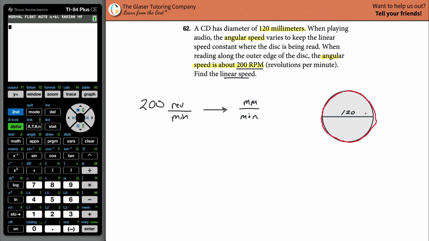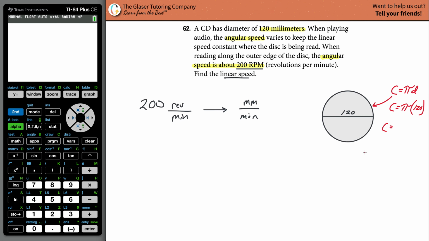Now to find that circumference, all we need to do is use the formula pi d. In other words, the circumference of the circle, the length of the outermost edge, is equal to pi, 3.14159 and so on, multiplied by the diameter. So we're simply going to plug in the 120 there. You can leave it in terms of pi if you want, or you can find an approximate answer.